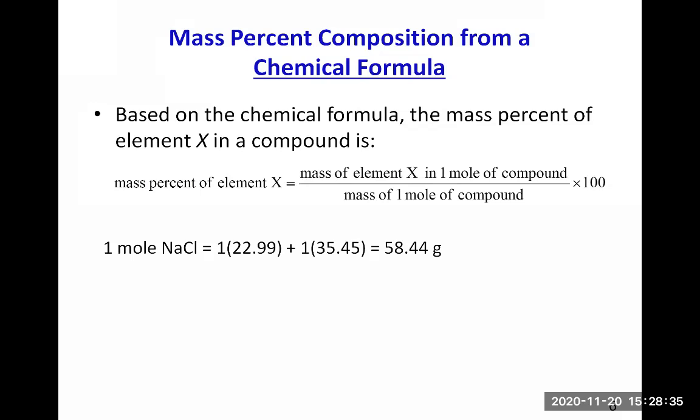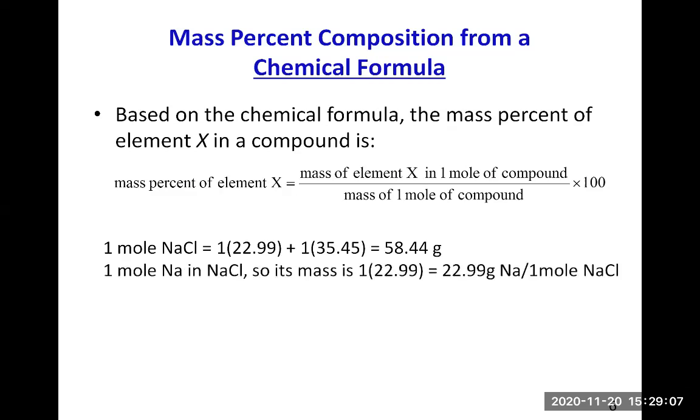So for example, if our compound is NaCl, we can calculate its molar mass by adding the molar mass of sodium, 22.99 grams for 1 sodium, plus 35.45 grams for 1 chlorine. Added together, it's 58.44 grams per mole of NaCl. So that's the molar mass of the compound.